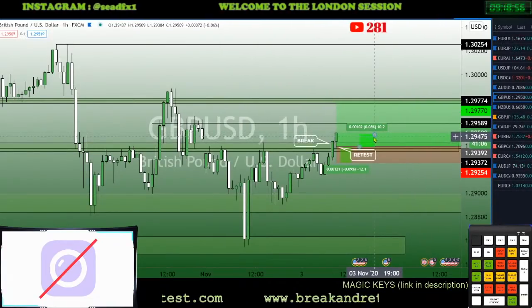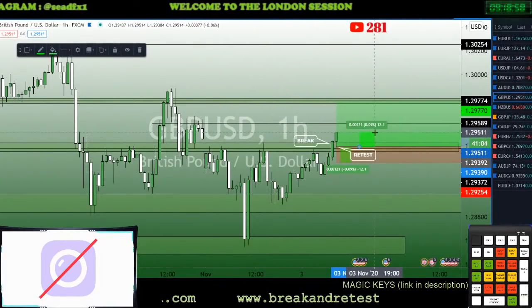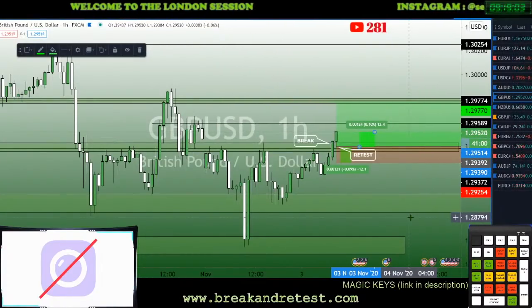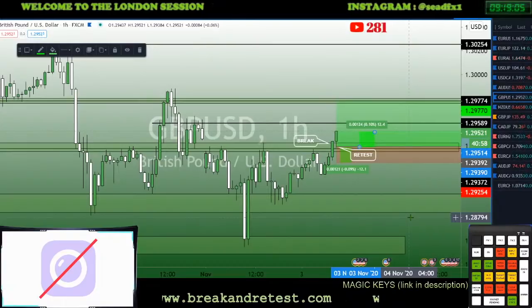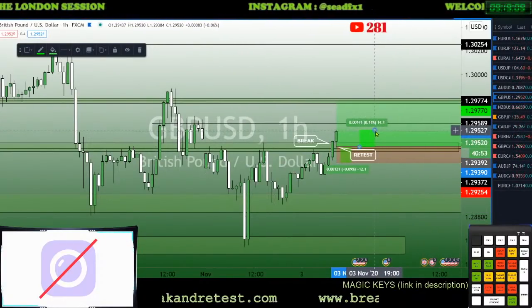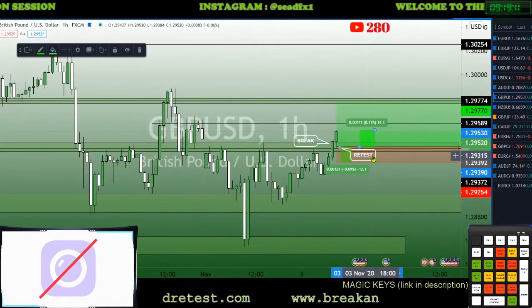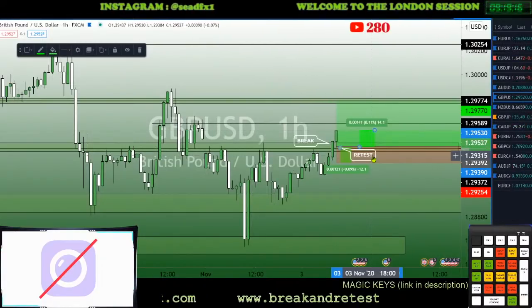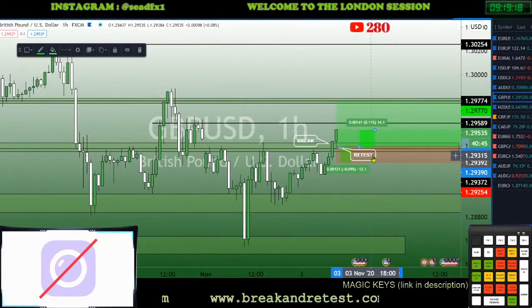Okay, very nice. We have 12 pips. Now this is 1-to-1 risk reward. Nice, we are still pushing. 14 pips. Moving my stop to break even and securing some.